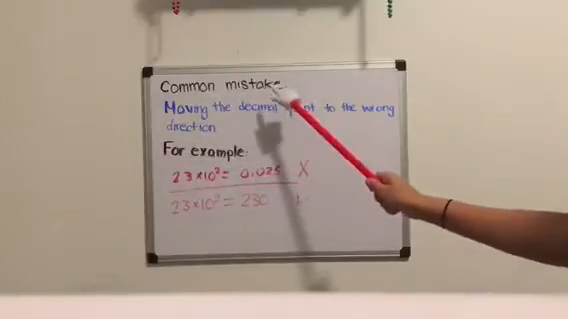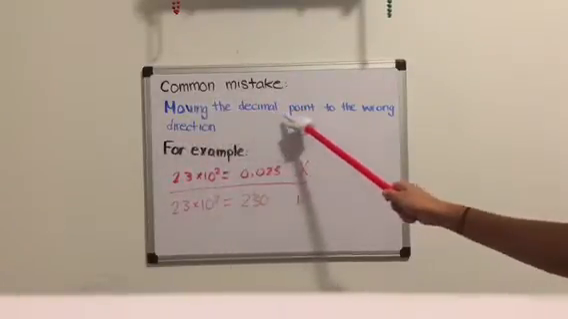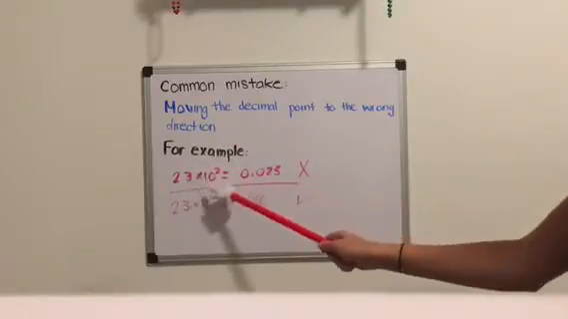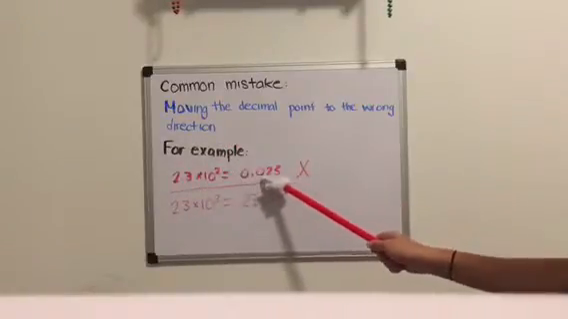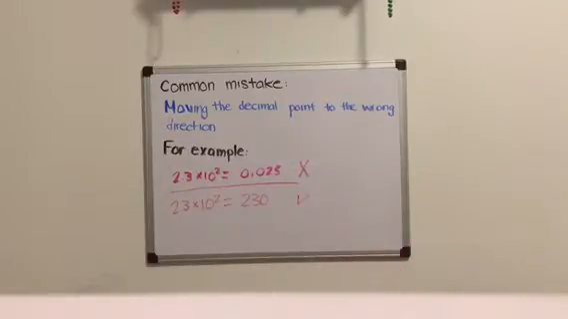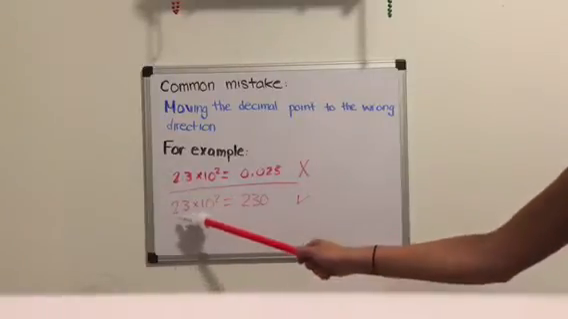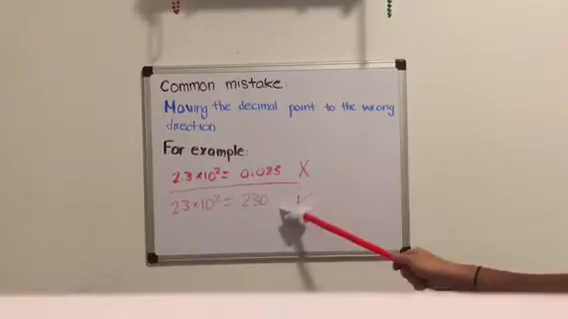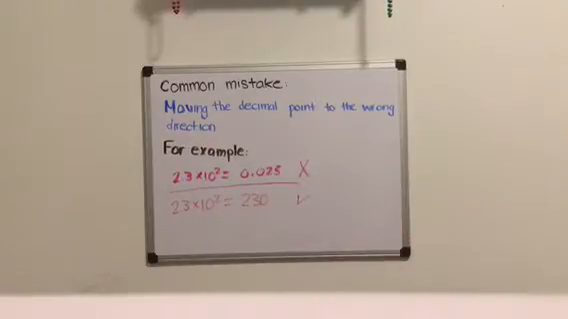Common mistake. Moving the decimal point in the wrong direction. For example, 2.3 times 10 to the power of 2 will give you 0.023, meaning they moved the decimal point to the left instead of the right because they got confused between negative and positive exponents. 2.3 times 10 to the power of 2 actually gives you 230 because you move the decimal point to the right since it's a positive exponent.